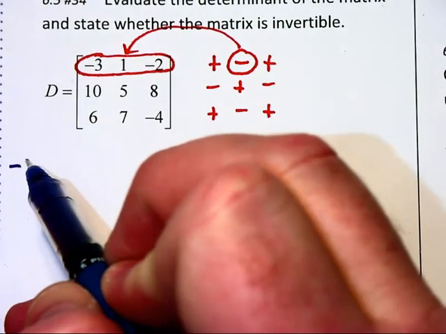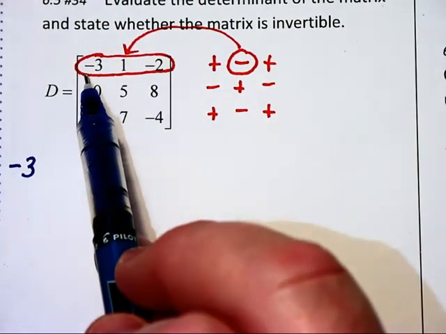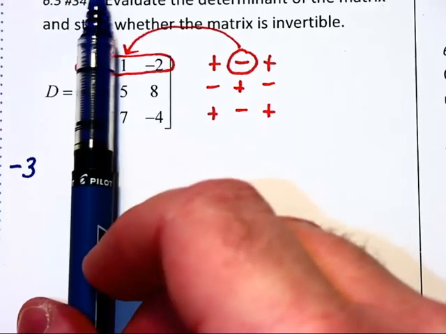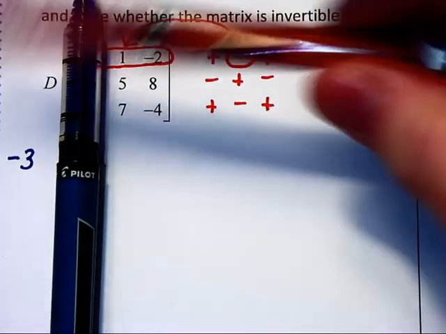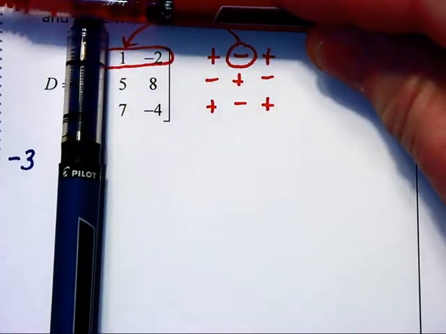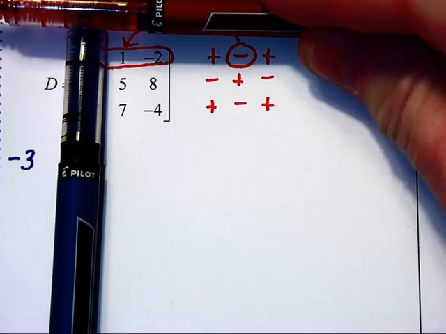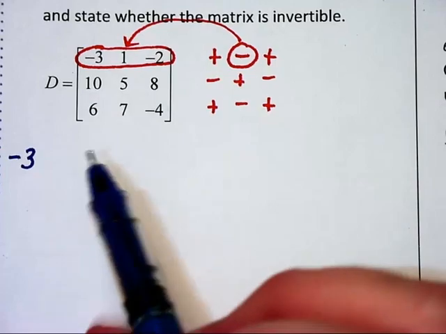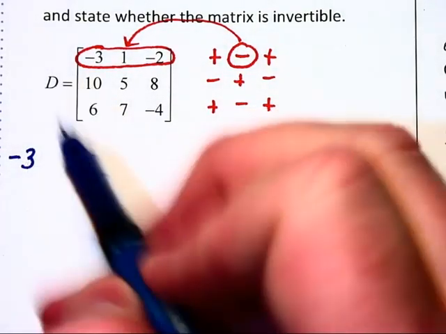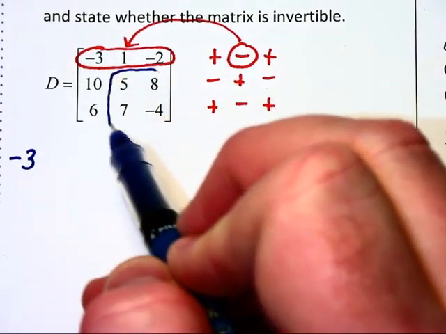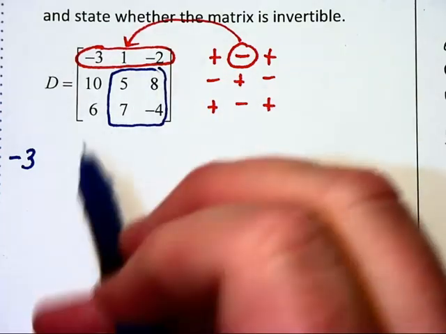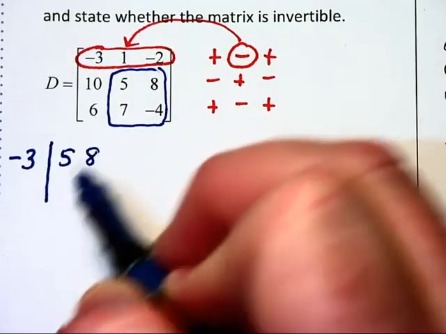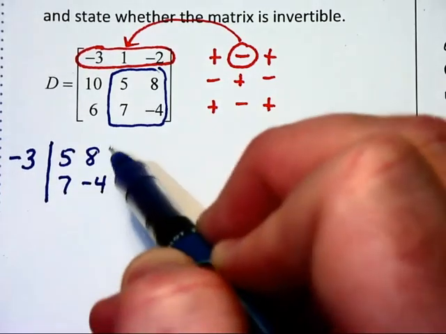We start with -3 in the top left corner. The minor is what is left after we get rid of the row and column that contain that number. So when we look at the minor of -3, it's going to contain these numbers down here in the bottom right corner. It'll be the matrix containing 5, 8, 7, and -4.